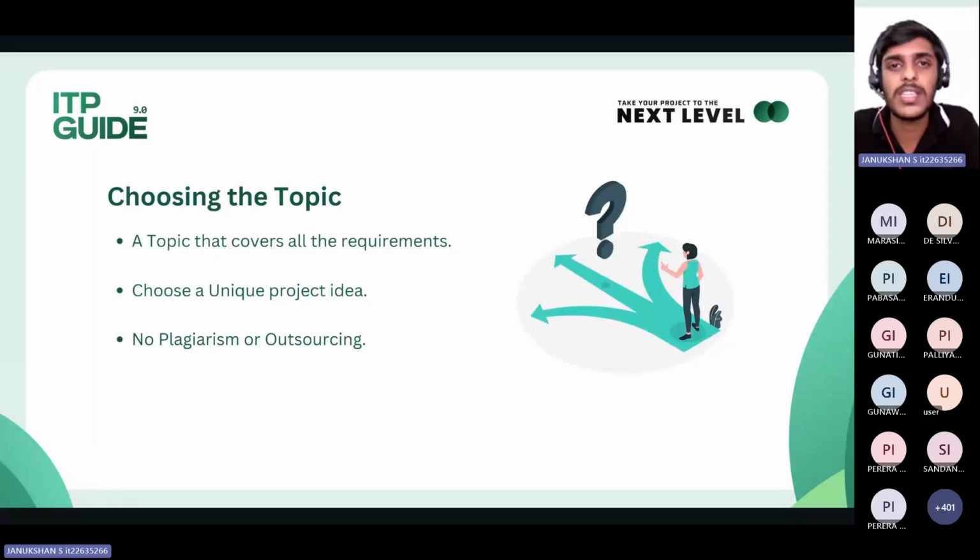So outsourcing is very strictly prohibited, and getting caught with plagiarism or cheating may come with serious consequences. Sometimes you may be penalized as well. So don't try to outsource, do it by yourself, and you can get many more benefits by doing that.